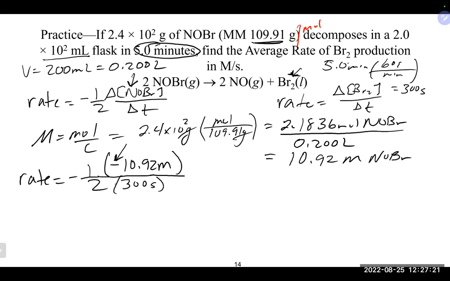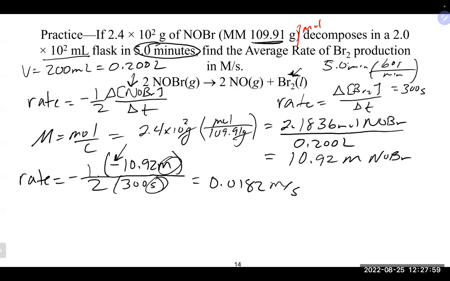So in this case, that's why we want to make sure we put that negative in there. So if I do all that, and that again is for our NOBr, divided by 2, yes, 10.92 divided by 300. There you go. Divided by 2 gets us a rate of 0.0182. And because I got my units all good there, I got molarity per second.